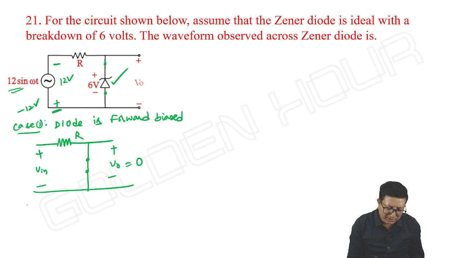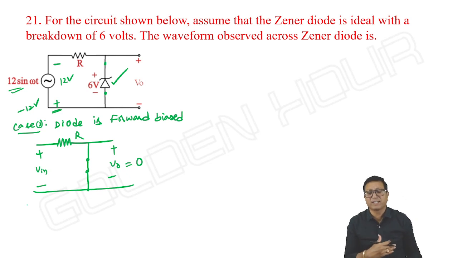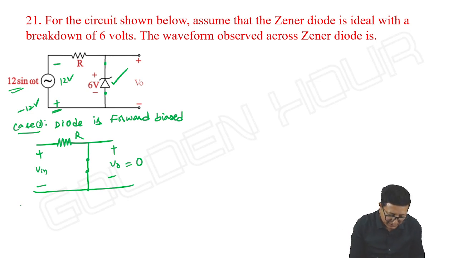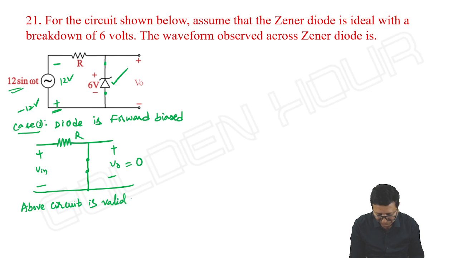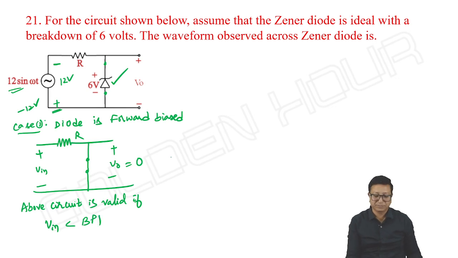So positive input is negative. I can say instead of that, it is less than 0 volts. Ideally speaking, less than 0 volts. Or for the safe side, what can I write? Input is less than breakpoint 1. Above circuit is valid if V input is less than breakpoint.